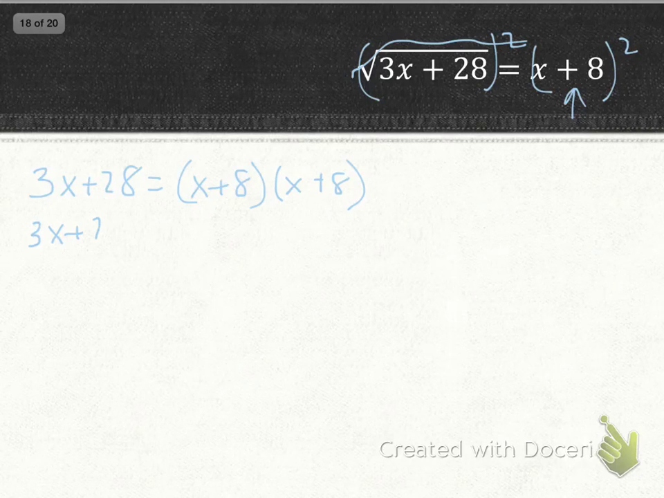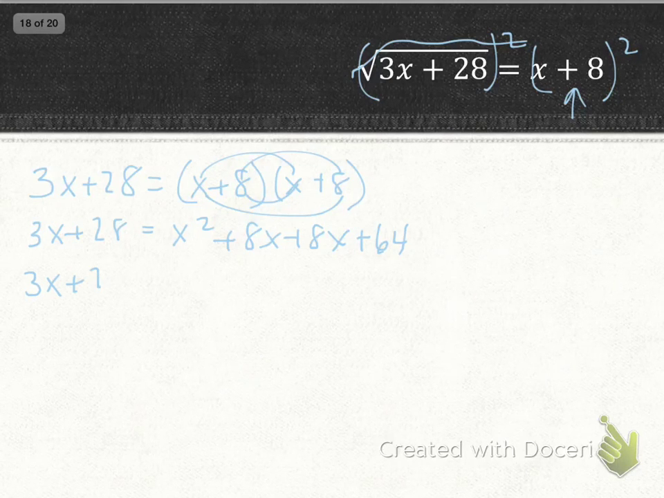So I can FOIL the right side. x times x gets me x squared. Outside I get 8x. Inside I get 8x. And last I get 64. 8x plus 8x gets me 16x.